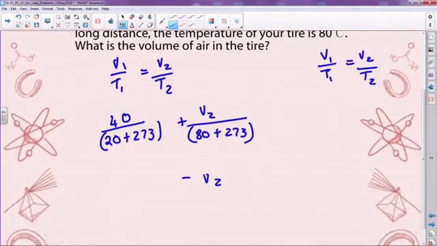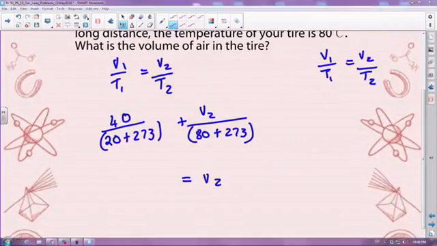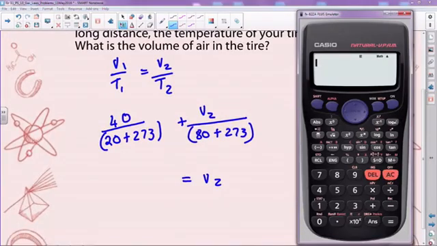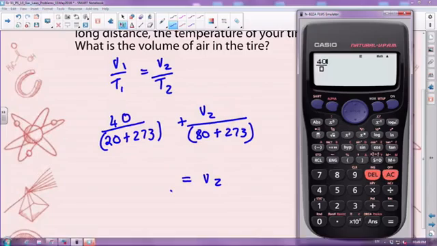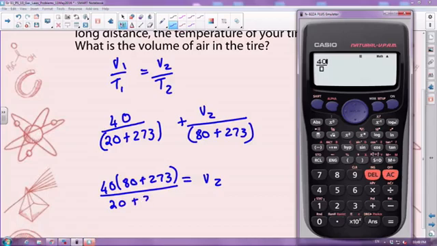So my V2 is going to be equal to. So now I need to find my calculator, and there it is. I'm going to use my fraction function again. So at the top, oh, in fact, I forgot one step here. My V2 has to be 40 multiplied by 80 plus 273. And then I'm going to divide it by 20 plus 273.